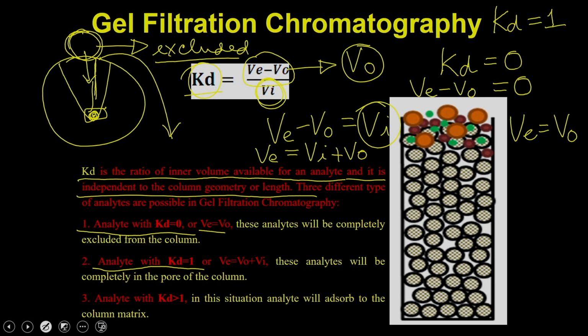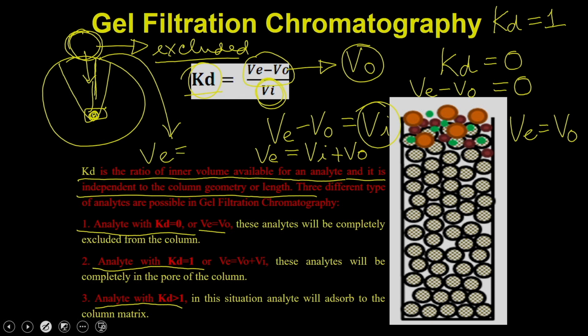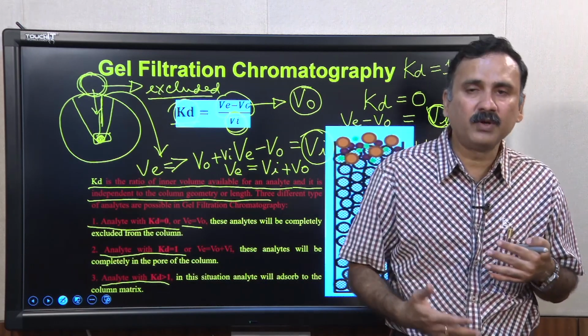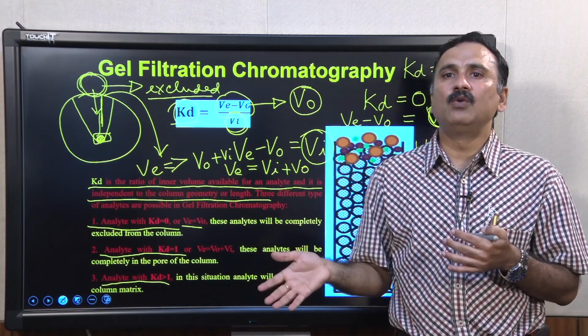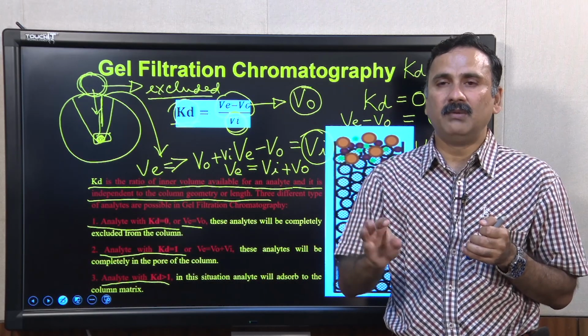Okay. Now, you have the third condition where the analyte has a Kd value which is more than 1, which means that the Ve is going to be bigger than the Vo plus Vi, which means the molecule is going to be stuck in the column, which means it is going to be adsorbed onto the column and it will not come out from the column even if you flow the volume which is equivalent to the Vo plus Vi, which means the molecule is permanently binding to the column and it is not coming out.